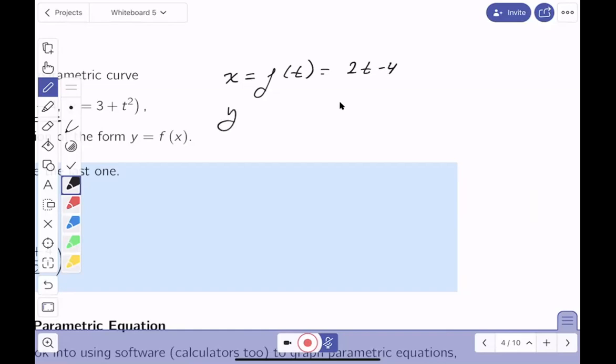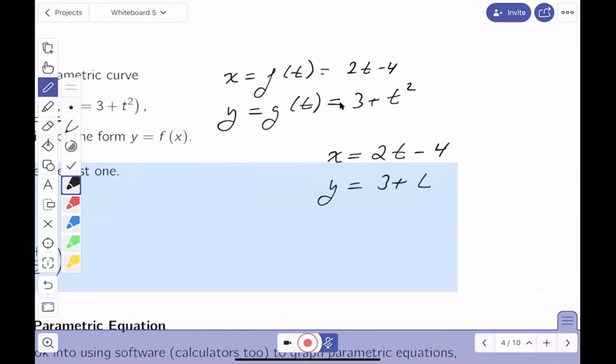And they say y is also a function of t. I'm going to call it g now. Just don't call it f. That's a different function. It's 3 plus t squared. All right. So what I'm going to do over here is, I don't want to go to tables. However, I'm not opposed to it. Tables, fine. Let me write this down. X equals 2t minus 4 and y equals 3 plus t squared.